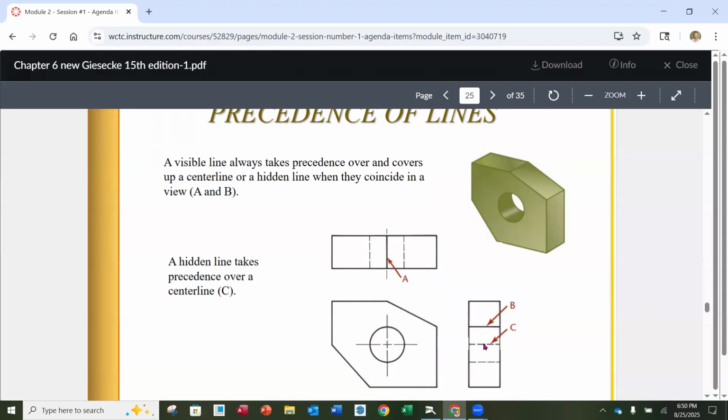Then you're going to notice that there is a hidden line. If we go across, across, across, across, there is a hidden line back here for this edge. So we're going to look through material, through the hole, and you're going to notice that there's an edge back here. So we need to show a hidden line.